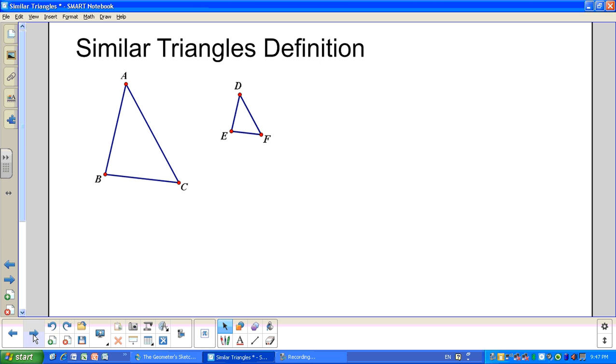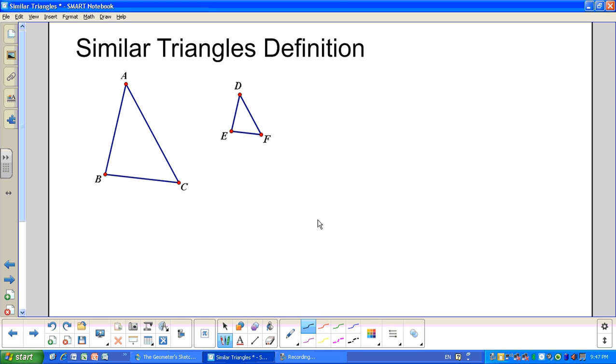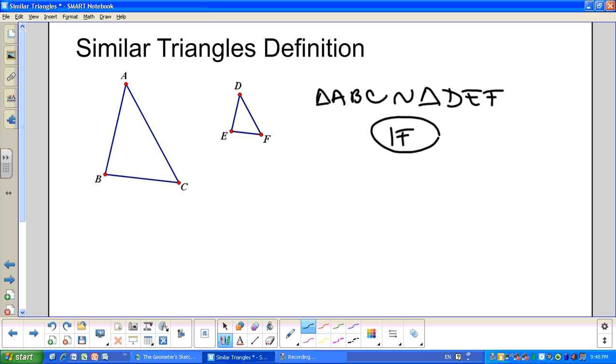Okay, so now let's go back to our triangles. When do I say that two triangles are similar triangles? These two triangles are similar, and I write something like that: triangle ABC is similar to triangle DEF if something extremely important happens.